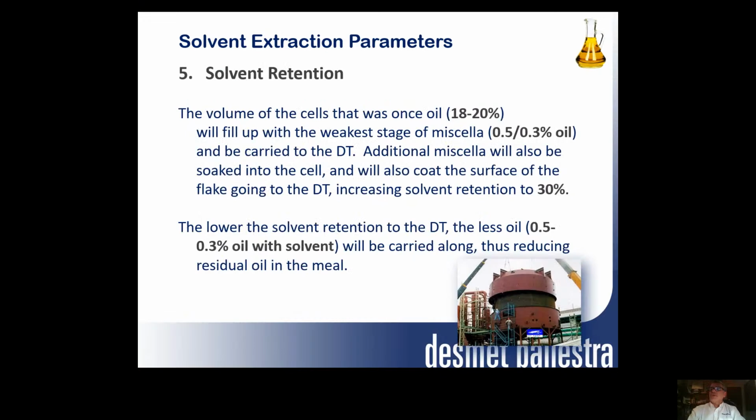Something like that also happens with the solvent retention, which is not pure solvent, but micella at the rate of 0.5, 0.3% of oil that will be carried to the DT. So the lower the retention, the lower the oil carried out to the DT.